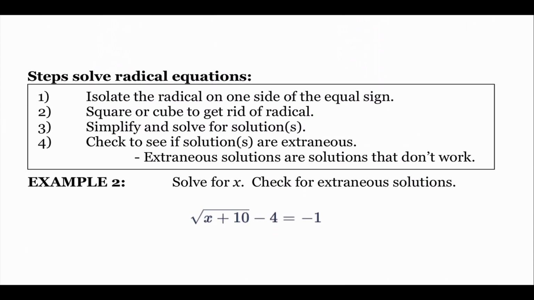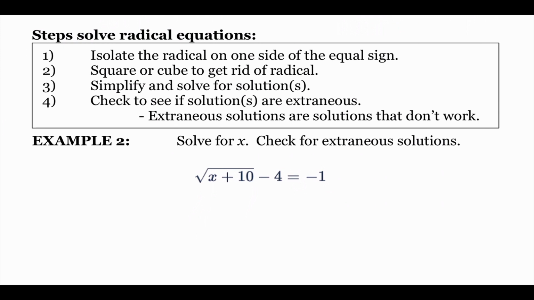All right, now let's get to solving. We have 4 steps. First step is isolate. Isolate means get by itself. Get the root, the radical sign, by itself on one side of the equation. Once we do that, we're going to square both sides to get rid of the root. Then we're going to solve for x.